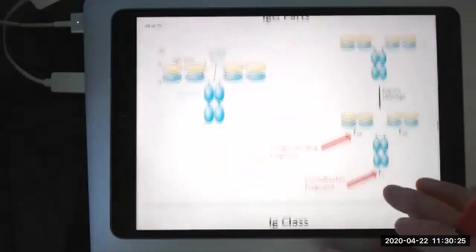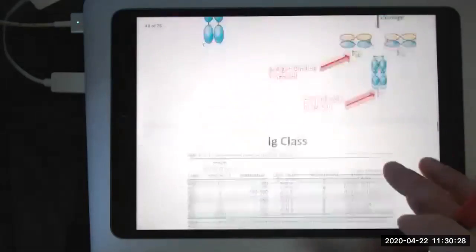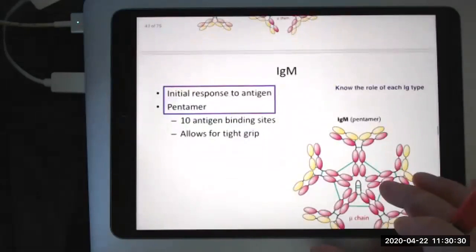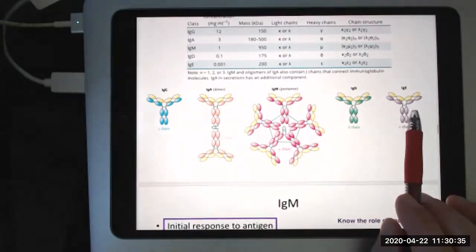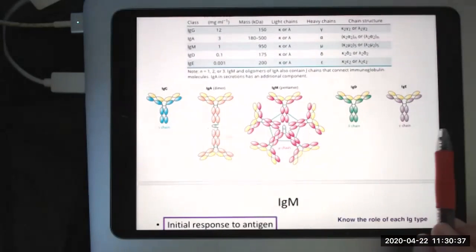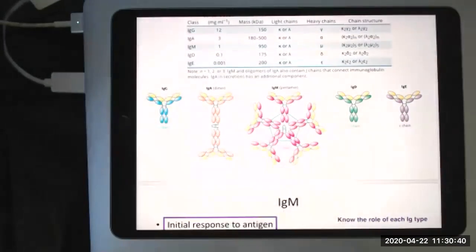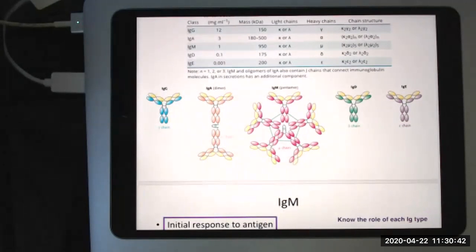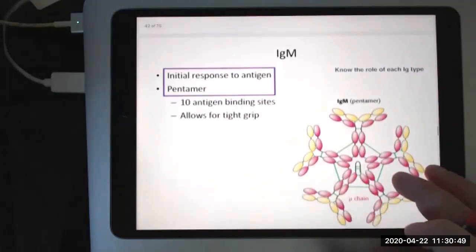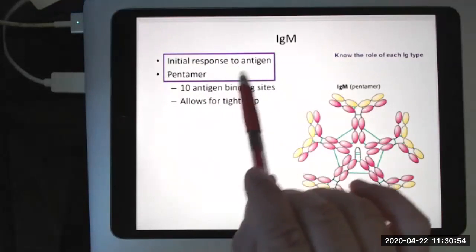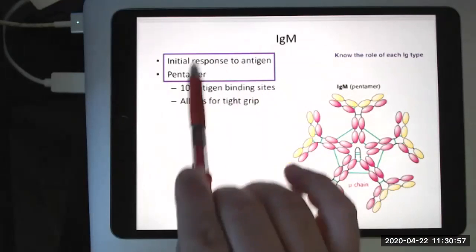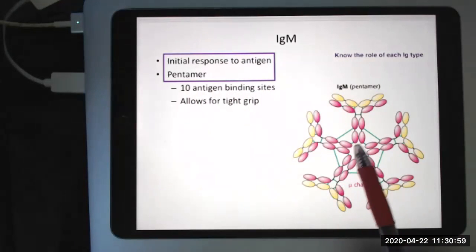Okay. So for this one, you are going to need to know the general role of each one of these types of immunoglobulins. IgG is the one that's expressed to mark the invader for destruction. The IgM is the initial response. It's bound to the T cell. It's a pentamer, and it's this initial response one to get the ball rolling.